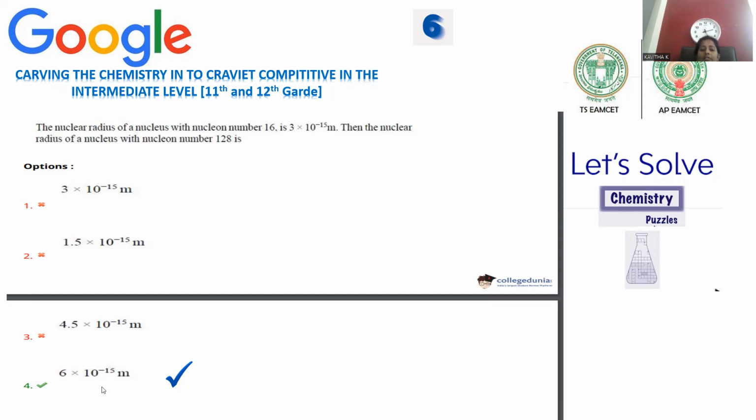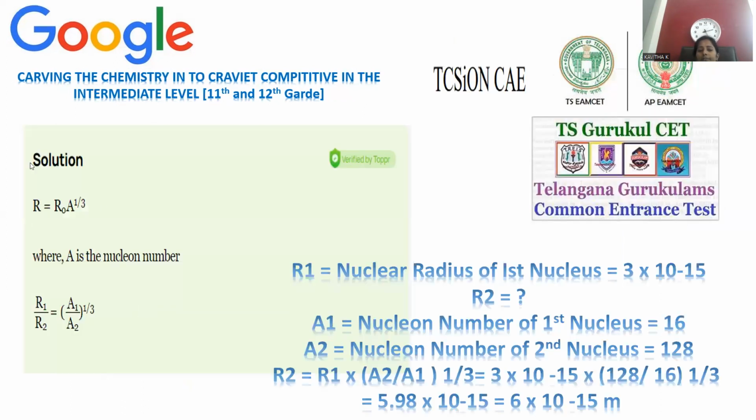It is calculated as 6 into 10 to the power negative 15 meters. How to get this? We have to use the formula: radius is equal to r0 into A to the power 1 by 3. If you go for the ratio, that means we have two radii and two nucleon numbers. So radius 1 of the first nucleus by radius 2 of the second nucleus is equal to the nucleon number of the first element by the nucleon number of the second element, whole to the power 1 by 3. This is the formula we have to utilize in order to calculate.